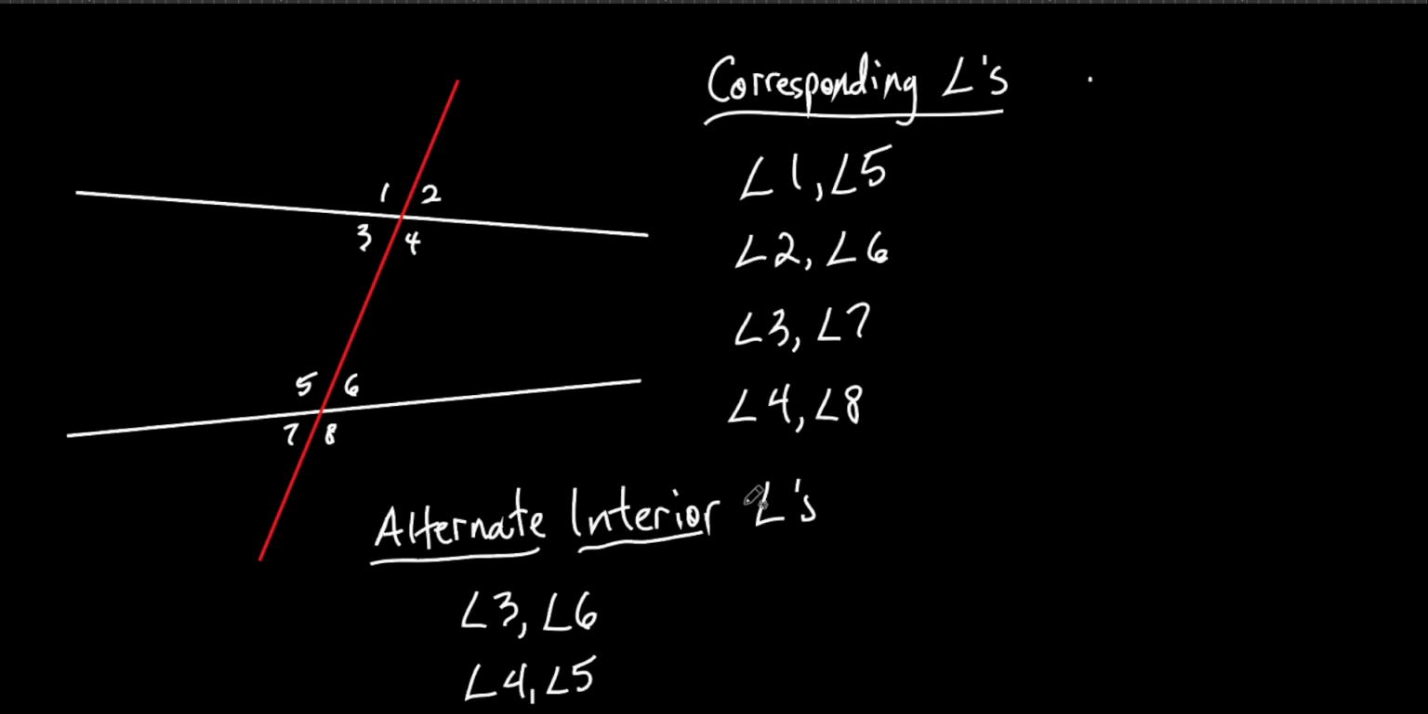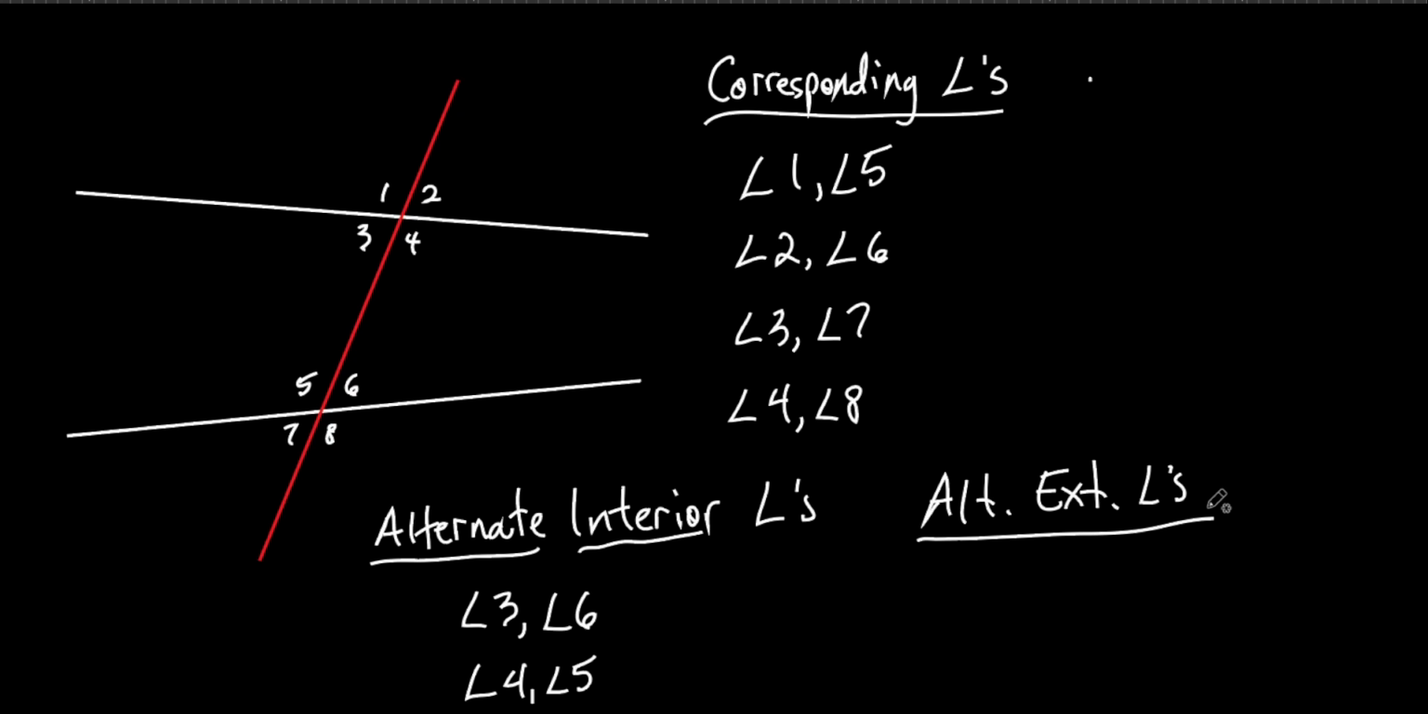What do you think the next one's going to be? Alternate exterior angles. I'll just shorten it a little bit. Alternate exterior. No, I'll even put the angle symbol. Okay? So let's list all the alternate exterior angles. So we already said the exterior angles, right? 1, 2, 7, and 8.